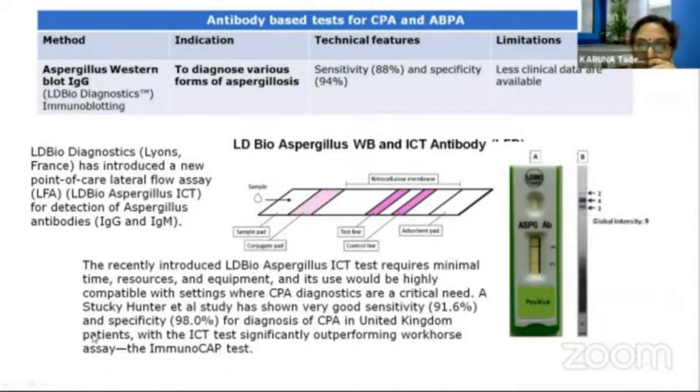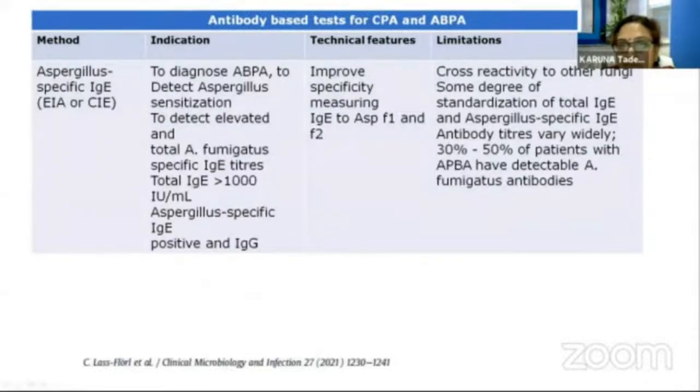Most of these studies, even in India, there are a lot of centers who are trying to validate this LD Bio assay for the Indian population. Here again, the limitation is that even if you have to do validation, it has to be done with the ImmunoCAP assay, for which you require some machines, and it is the limiting factor again. Globally, in many countries, the validation has almost been completed, and the sensitivity and specificity have been very high and well recorded.